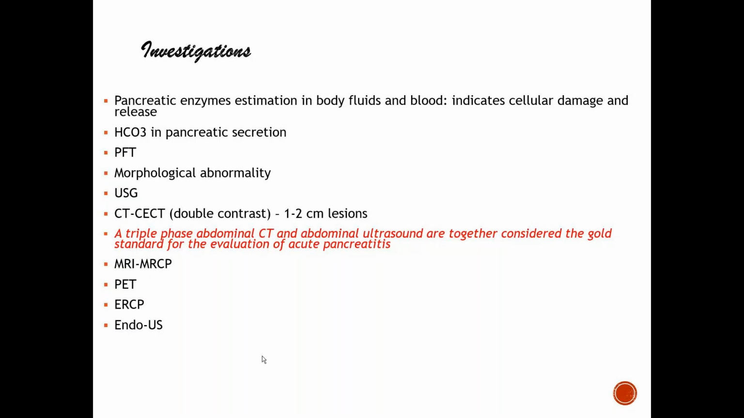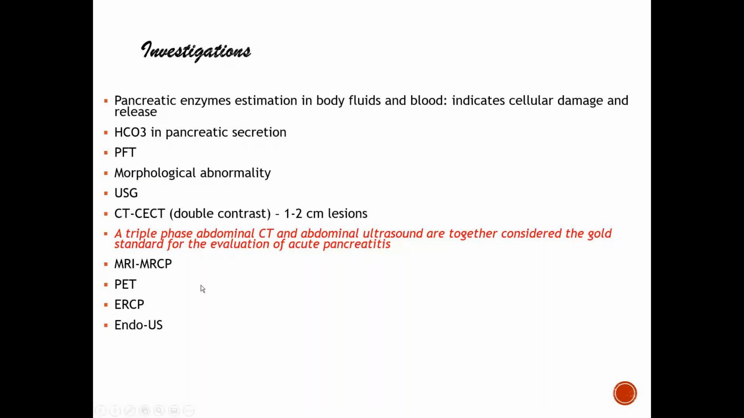Then you can look at the bicarbonate in the pancreatic secretion, right? Pulmonary function test can be done. Morphological abnormalities can be depicted, and for that you have a whole range of investigations. You can have an ultrasound. You can have a CT scan, a double contrast or a triple contrast CT scan, which is enough to define 1 to 2 centimeter lesions.